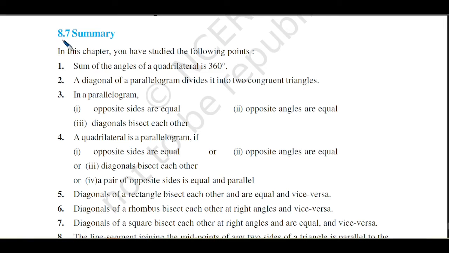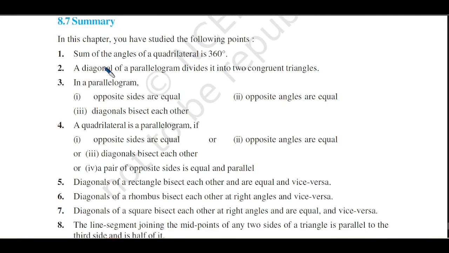This is your chapter 8. 8.7 is the summary section. So in this chapter you have studied the following points. Sum of the angles of a quadrilateral is 360. In the previous class, lecture 4, we saw it. The diagonal of a parallelogram divides it into two congruent triangles, which we have seen.